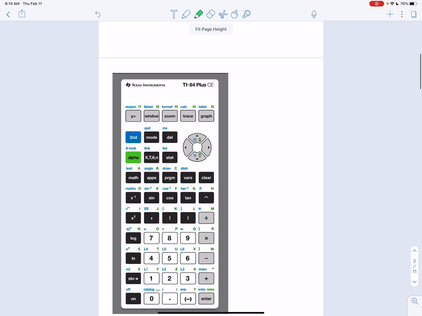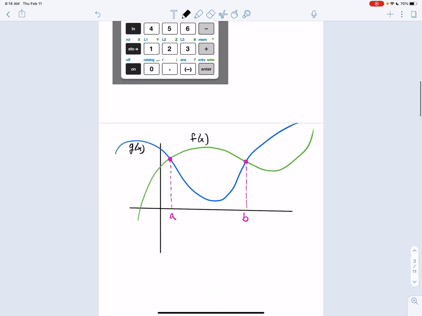As always, make sure that you have your calculator ready, just to make sure we're all on the same page. Make sure you reset it. Second plus 7, 1, 2 to reset. Okay, so here we go.